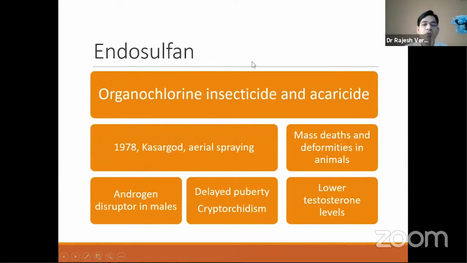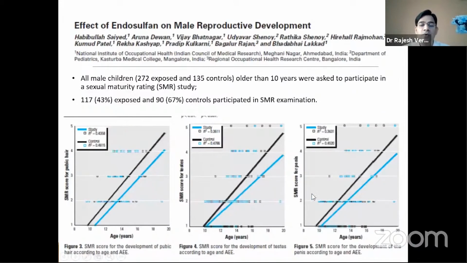A few words about endosulfan. This is an organochlorine insecticide. Humans were exposed by aerial spraying, and mass deaths and deformities were reported in animals. So it has multiple actions. It is an endocrine disruptor in males, causing delayed puberty and overall causing a hypogonadal state. One study looked at the effect of endosulfan on male reproductive development.